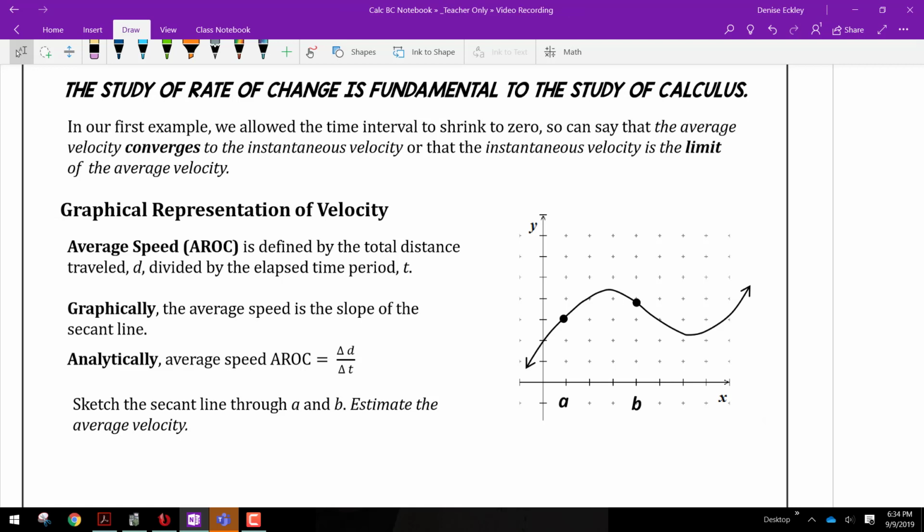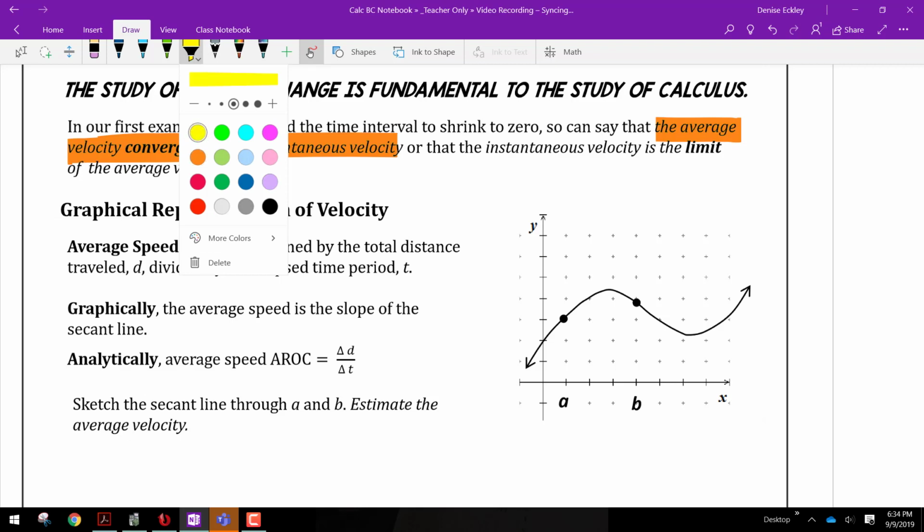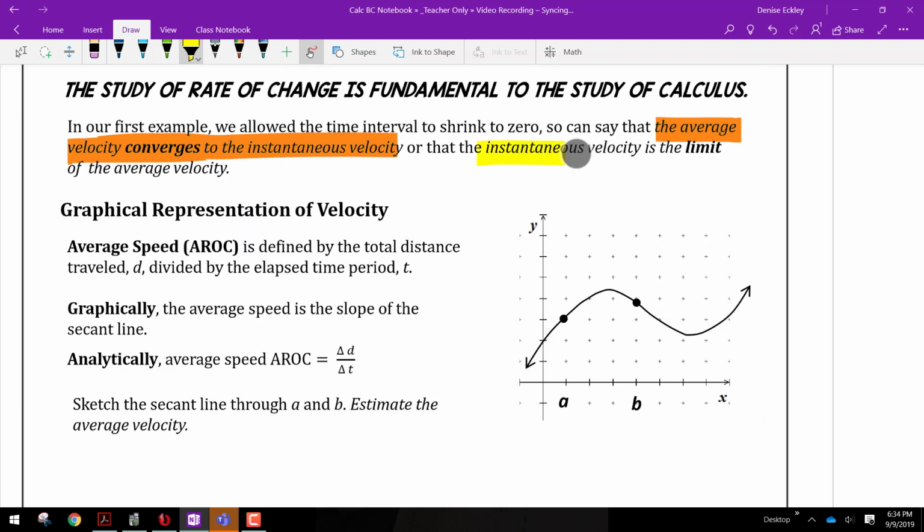So we got our time intervals to go smaller and smaller in the first example. So the key to that is the idea that the average rate of change converges to the instantaneous velocity. Or, in other words, as we've used last year, the instantaneous velocity is the limit of the average velocity. And we'll talk more about that part of the definition in the next section. So right now we're just introducing the concept.